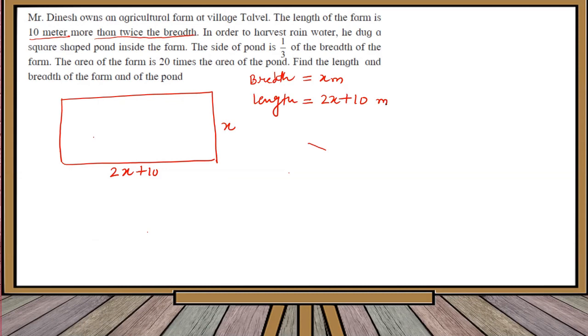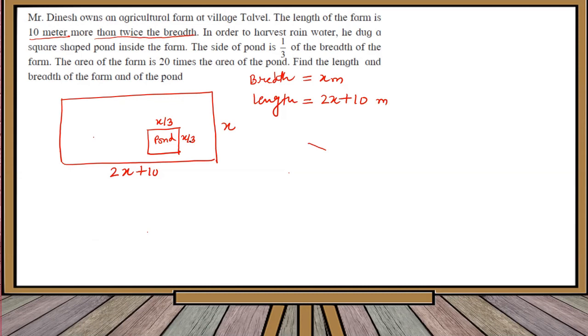Now he's digging, and the side of the pond is 1/3 of the breadth of the farm. Area of the farm is 20 times the area of the pond. Find the length. Okay. Now he is digging up a square shaped pond. This is the pond. Okay, it's a square. The side of the square is 1/3 of the breadth, that means it is x by 3. This one is also x by 3.